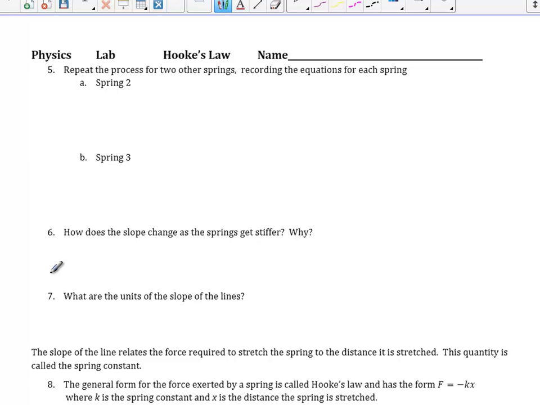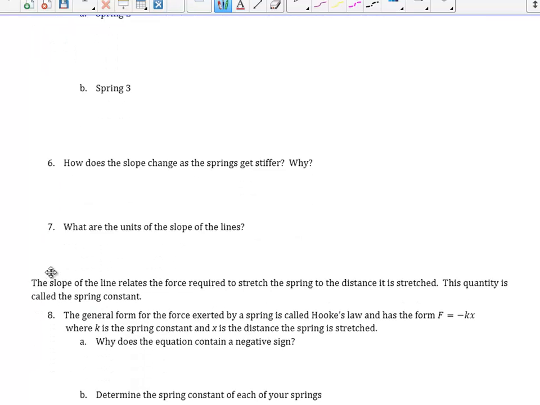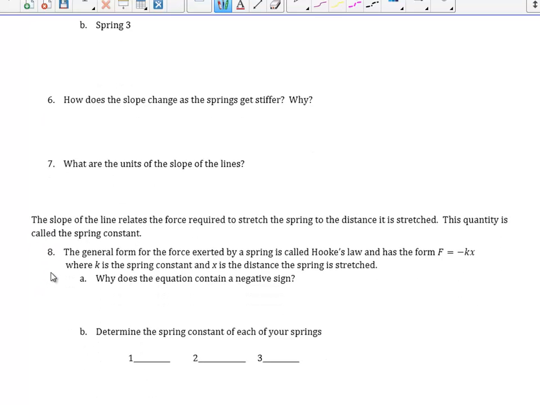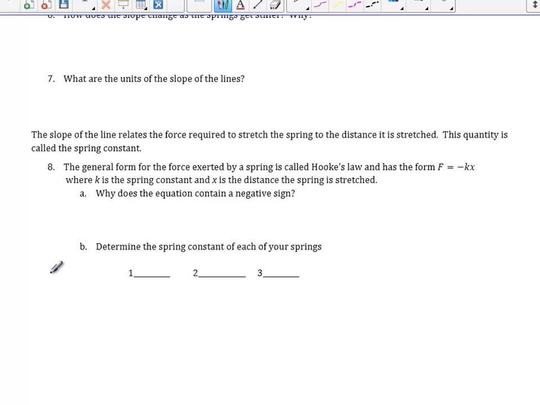Repeat the process for the other springs, recording the equations for each spring. How does the slope change as the springs get stiffer? Generally speaking, what I'm hoping is the slopes get steeper, slopes increase, and the reason for that is more force is required to stretch it. So that slope of that line is called the spring constant. The general form of the force exerted by a spring is called Hooke's law and has the form F equals negative kx, where k is the spring constant and x is the distance it's stretched.